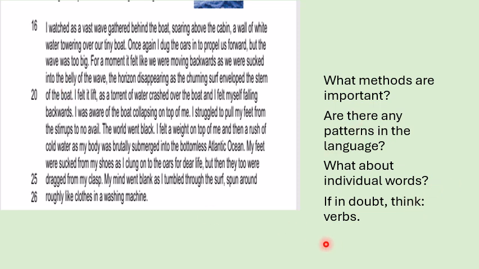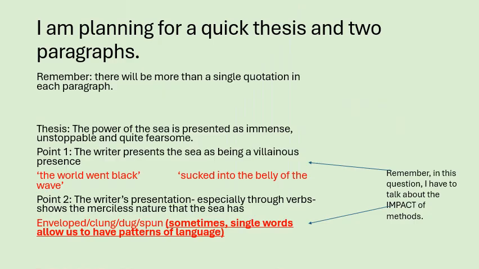Just note that I've said this, if in doubt, look at the verbs. Always a key tip for you. The verbs always give you a lot of meaning. Okay, so I'm planning for a quick thesis and then 2 paragraphs within this. It's my thesis about the power of the sea. The power of the sea presented as immense, unstoppable, and fearsome. And then I've got my topic sentences that link to that. The sea's a bit villainous, and the writer, through verbs, shows that the sea is actually quite merciless.